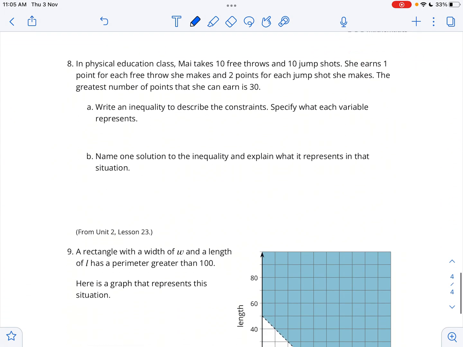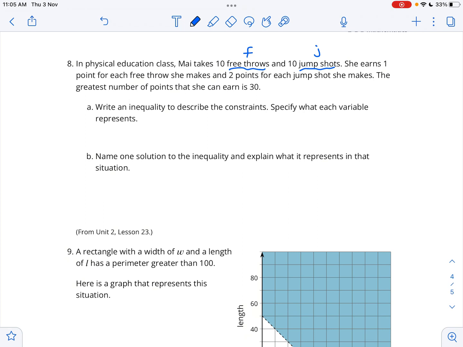All right, question 8. In physical education class, Mai takes 10 free throws and 10 jump shots. She earns 1 point for each free throw she makes and 2 points for each jump shot she makes. The greatest number of points that she can earn is 30. Write an inequality to describe the constraints. Specify what each variable represents. So I'll use F for the number of free throws, and J for the number of jump shots.